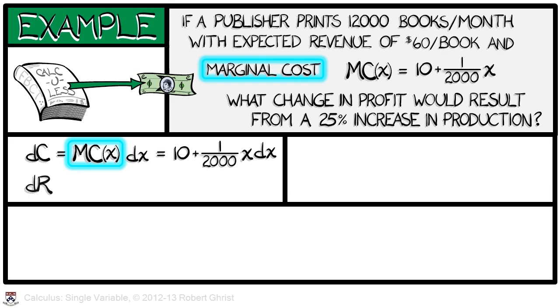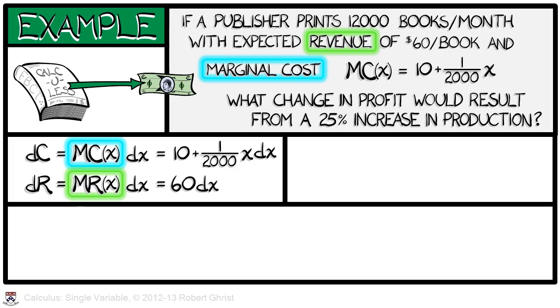What about revenue? Well, the revenue element, that is the rate of change of revenue, is given in terms of a marginal revenue function times dx. What is this marginal revenue function? Well, if we look at the problem, we see that the revenue is at $60 per book. Since it's a per book quantity, it is marginal.